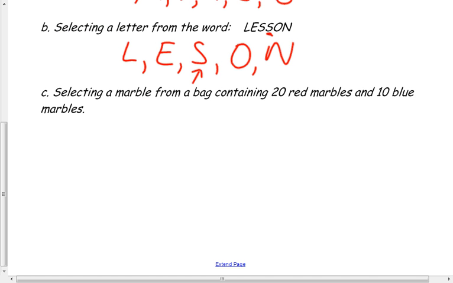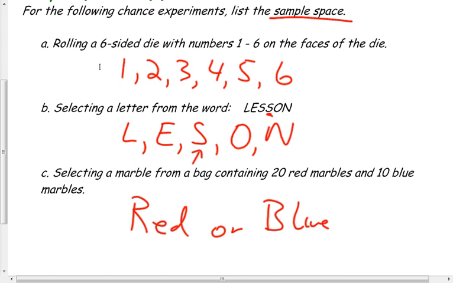And finally, question C says, what if we're selecting a marble from a bag containing 20 red marbles and 10 blue marbles? What is our sample space? Well, what can we get? We can either pick out a red marble or we can pick out a blue marble. Okay, so we can pick out either a red or a blue marble. It doesn't matter that there's 20 more red marbles than blue. We just want to think about what can we possibly pick out.